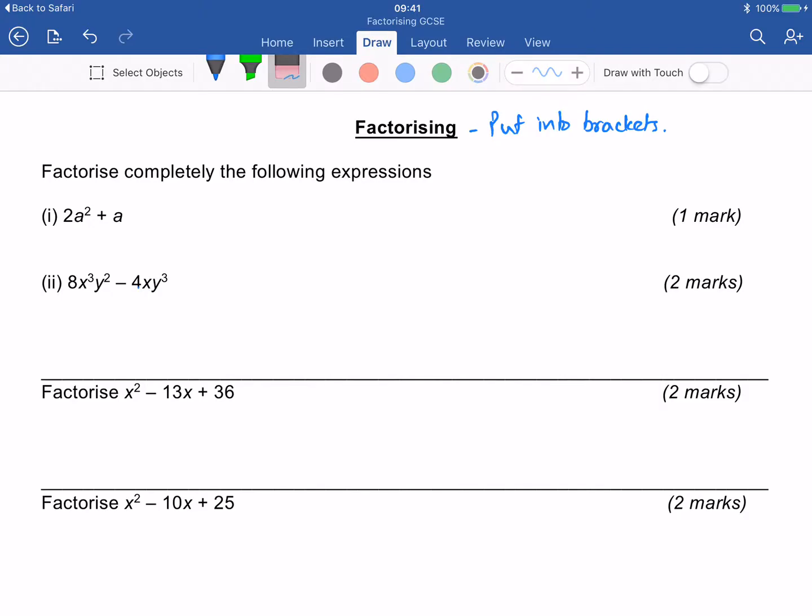Hello guys, today we are looking at factorizing. Factorizing means put into brackets. So let's start with first question. I'm going to break down this question into simplest form.